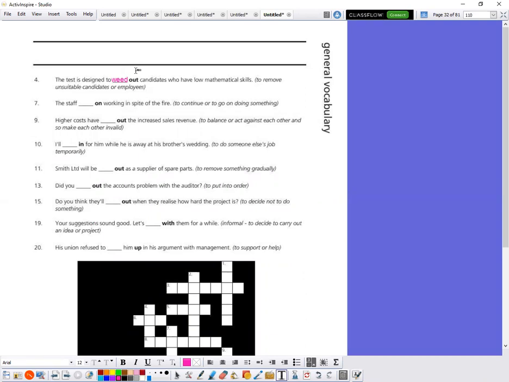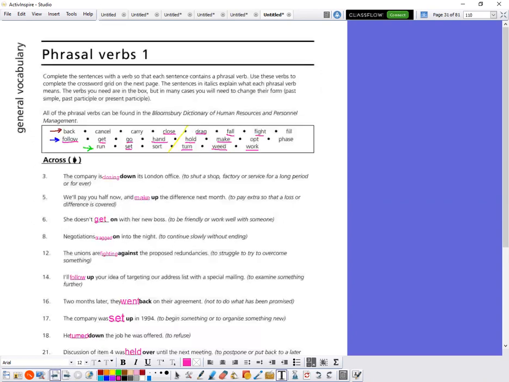Number seven: the staff working in spite of the fire. The meaning is to continue, to go on doing something. So it's what on? The answer is in the red line, the first half. Carry. Yeah, that's right. Carrying.